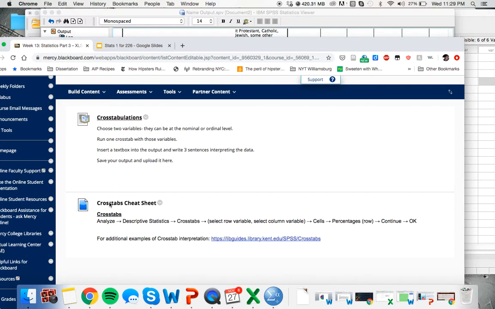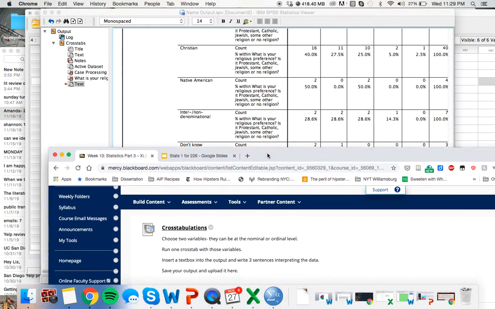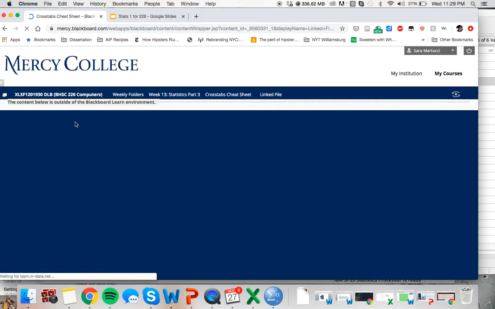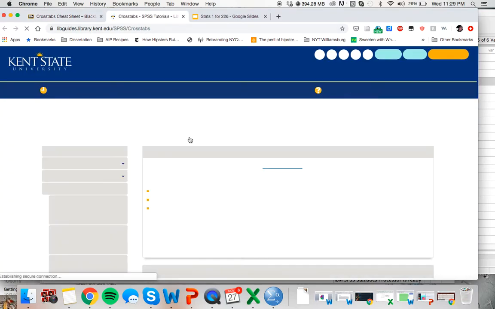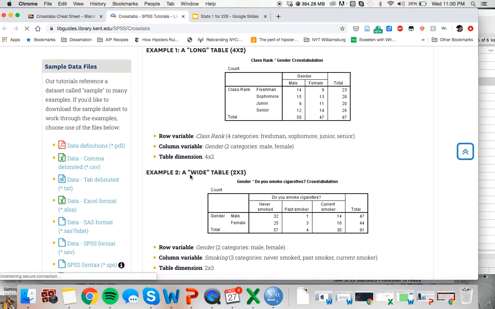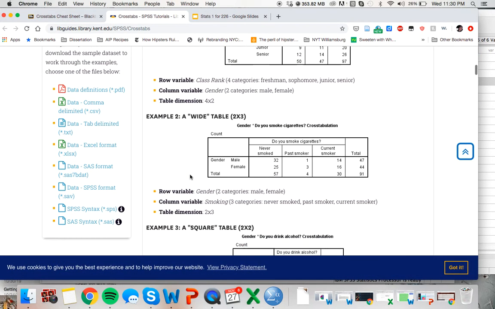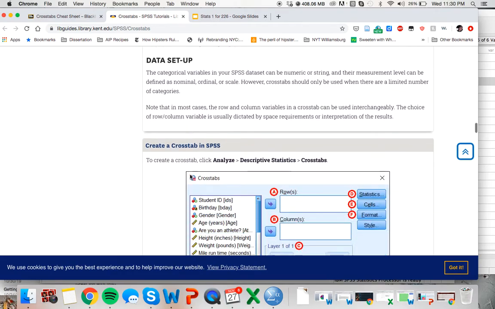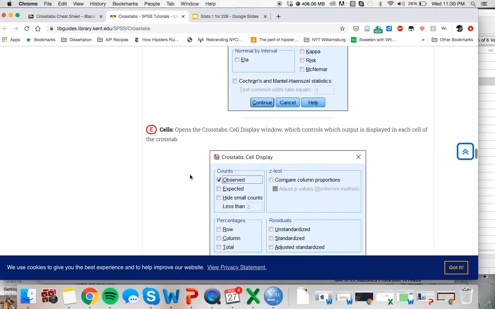And then here on the Blackboard are what we just did within SPSS. So these are the directions within SPSS to get that output. And then if you want additional examples of crosstab interpretation, this website has some pretty good ones. So you can just click on it. Okay, so if you scroll down a bit, they'll have some more interpretation. They go through the examples in SPSS just like we did.